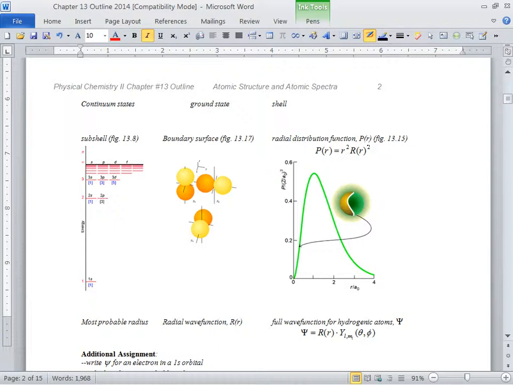How do you find the most probable radius? Because we have this radial distribution function, and what it is, you take this eggshell. That's all its thickness is, like an eggshell. Whatever radius you want it at, you set it there and you see what P of R is. That's the probability of that electron being there.